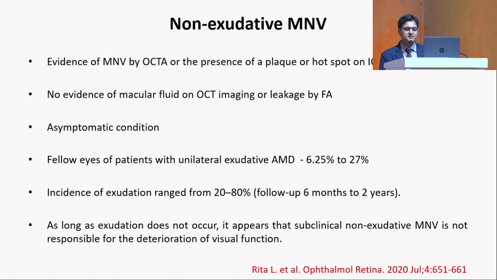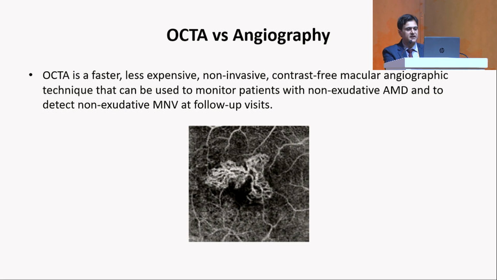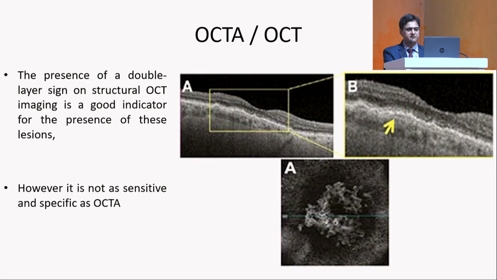As long as there is no fluid, there is no need to treat the patient, because it is not an active lesion, and these are also protective for geographic atrophy. Once the lesion becomes active, that is an indication for treatment. OCTA is definitely superior to angiography in these conditions, in which you can see a very well-defined vascular pattern. It is done in a matter of a few seconds, and we don't have to do an invasive procedure. On OCT also there is a high suspicion by the double layer splitting sign. You can see that there is presence of the CNVM, but it is not as sensitive as an OCTA.